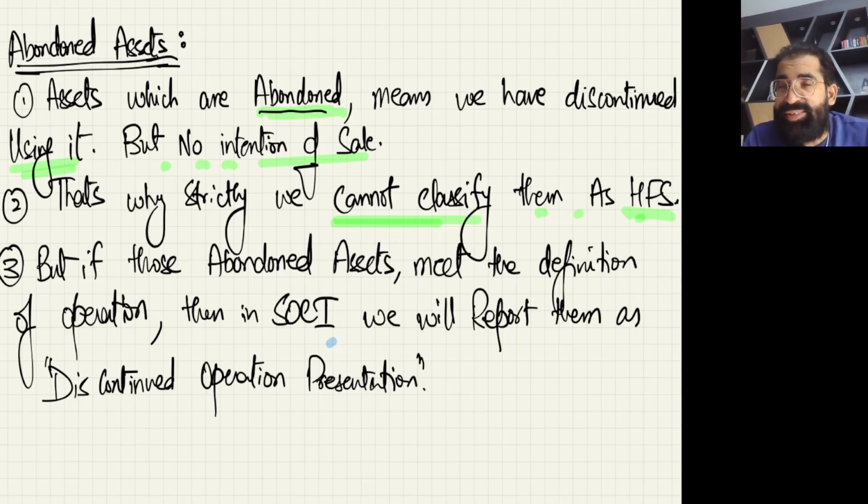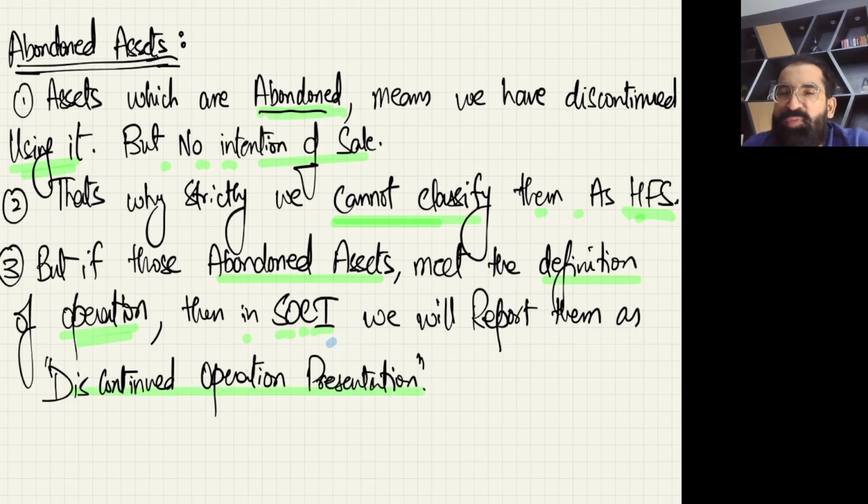Held for sale is the asset whose carrying value is principally recovered through a sale transaction, not from continuing use. So there is no intention of sale, so no more held for sale, don't think about it. But yes, if those abandoned assets meet the definition of operation, then in SOCI we'll report them as discontinued operation presentation.